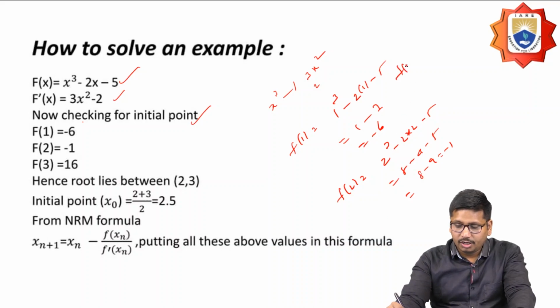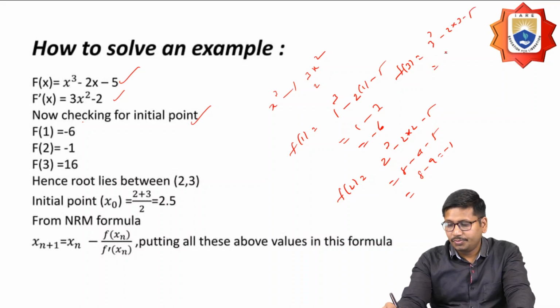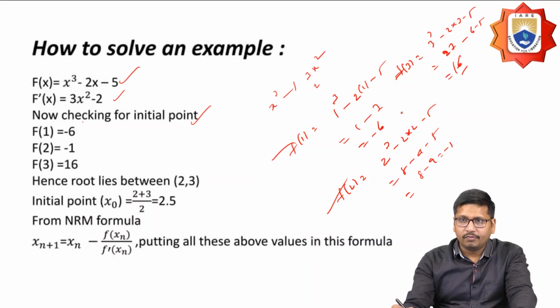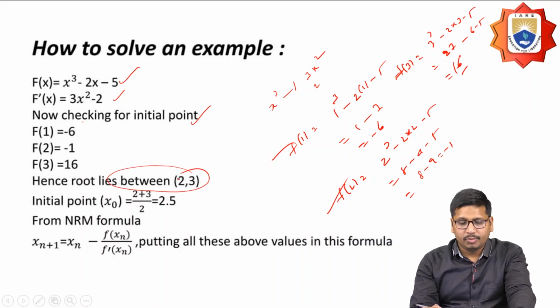Similarly, f of 3 means 3 cube minus 2 into 3 minus 5. That should be 27 minus 6 minus 5. That should be 16 here. So like this I'm going to find f of 1, f of 2 and f of 3. So then the root is going to lie between 2 and 3. So the initial point should be (2 plus 3) by 2, so that is we're going to get 2.5.